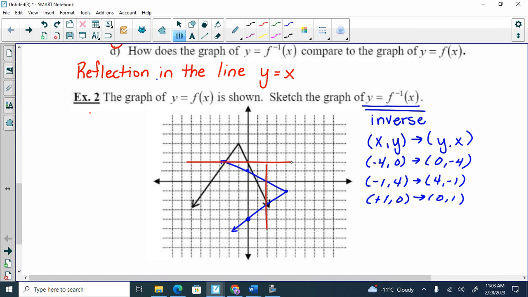So to check if an inverse actually passes the vertical line test, I don't have to redraw it. I don't have to find the inverse. I can check the original with a horizontal line. If the original doesn't pass a horizontal line test, then the inverse won't pass the vertical. Does that make sense? So we're going to write that.